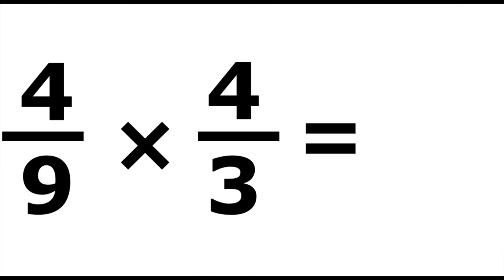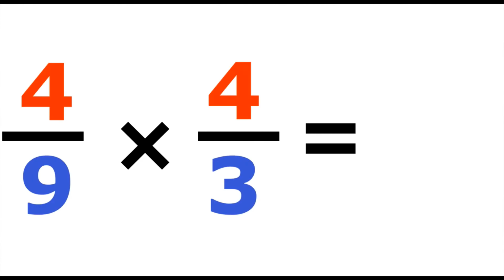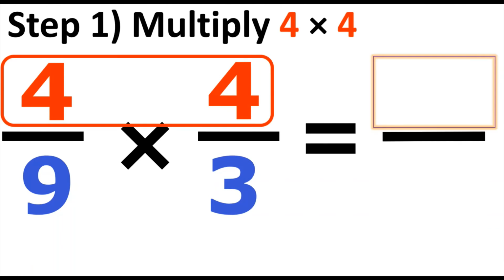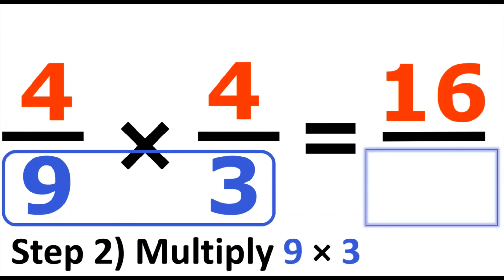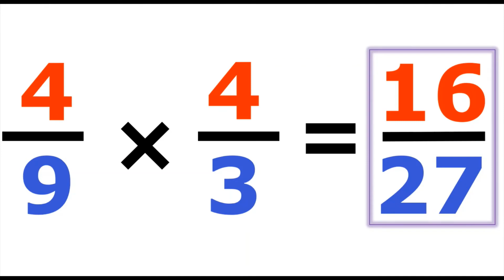Looking at number 15. We have 4 over 9 times 4 over 3. Multiply straight across. We have 4 times 4, which gives us 16. At the bottom, we multiply straight across, 9 times 3, which gives us 27. So the answer is 16 over 27.